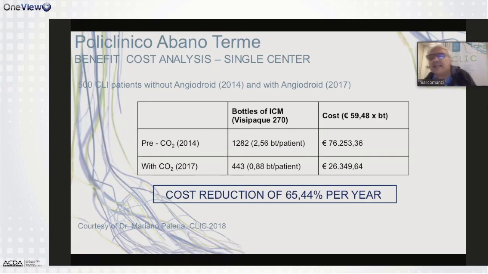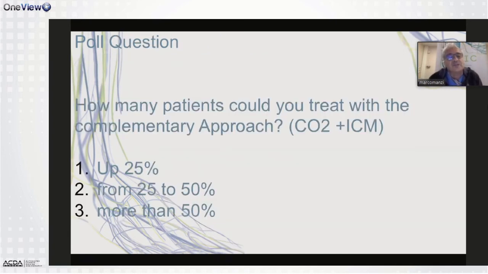And so the percentage of cost reduction is really huge and really useful for the patient. So my poll questions are very, very simple. How many patients could you treat with complementary approach, I mean, CO2 and contrast medium: up to 25%, from 25 to 50%, or more than 50%. Should be the goal in our real practice.